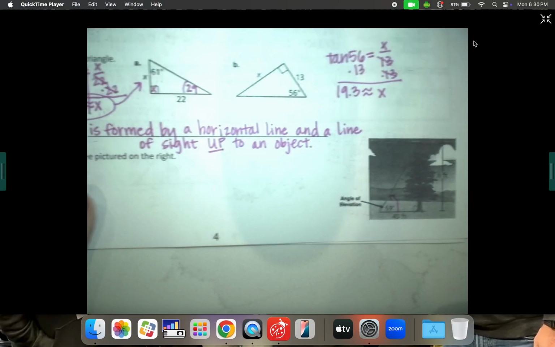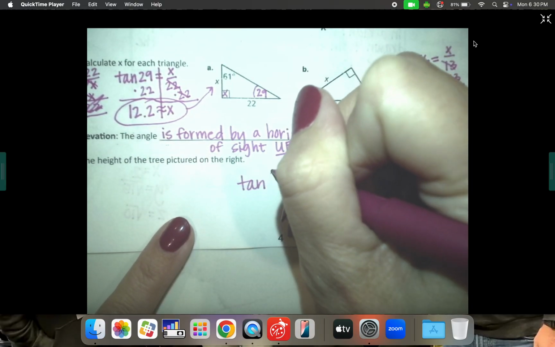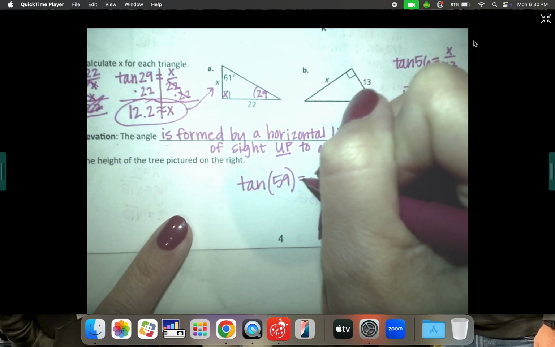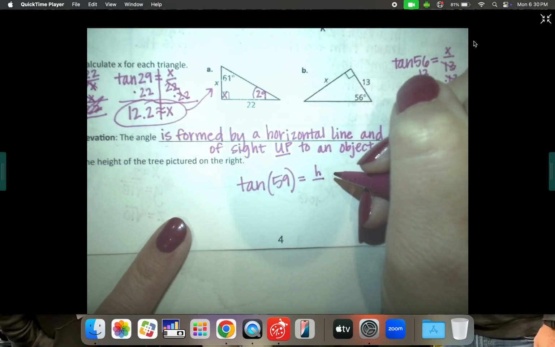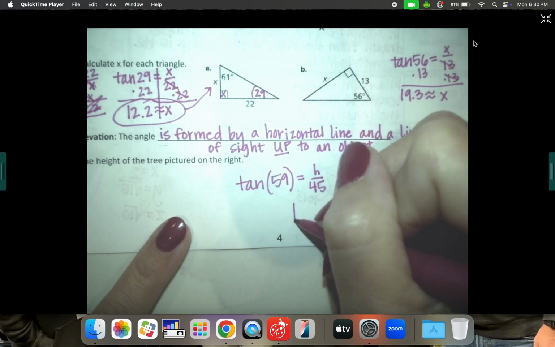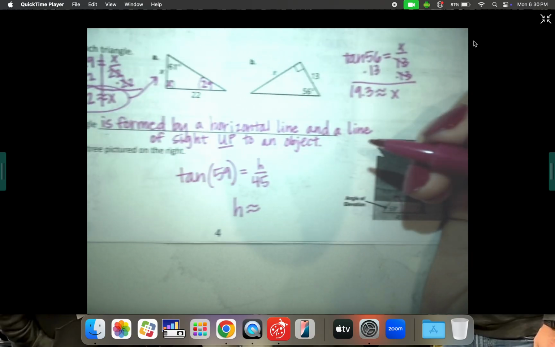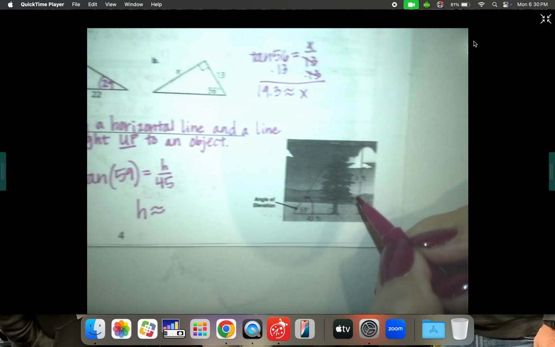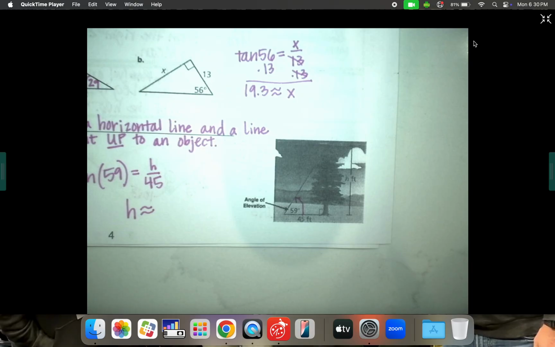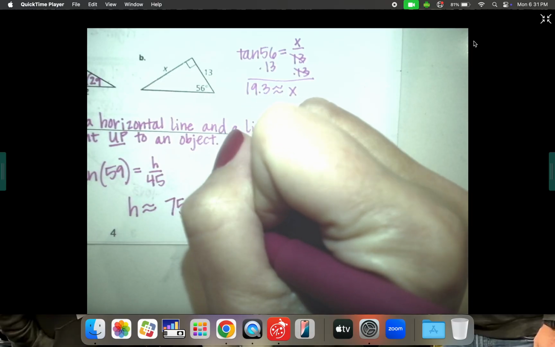All right, so this one I actually did work out ahead of time. You should have written it as tangent of your 59-degree angle is equal to your opposite over adjacent, which is h over 45. Multiply by 45 on both sides, and that gives you a height of, I think it was 74 point something, but it probably wants us to round to the nearest whole foot, so I believe that is about 75 feet.